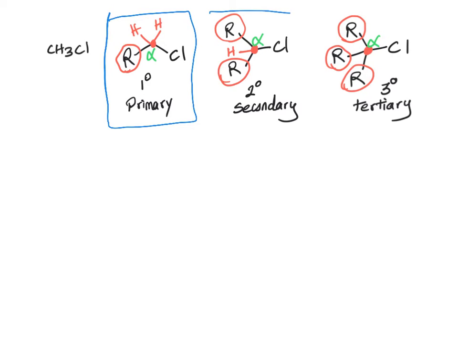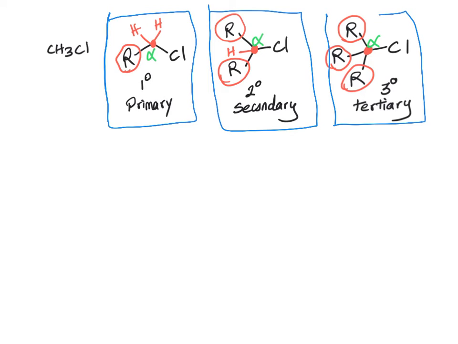In the second compound, the alpha carbon is a secondary carbon because the alpha carbon is bonded to two other carbons, two alkyl groups, and only one hydrogen. And in the third compound, the alpha carbon is a tertiary carbon because it is bonded to three other carbons, three alkyl groups, and no hydrogen.